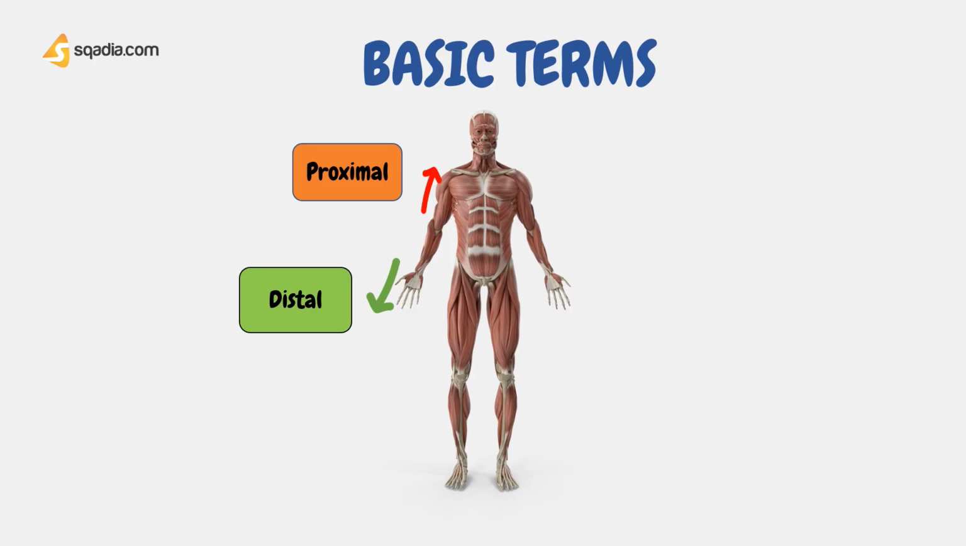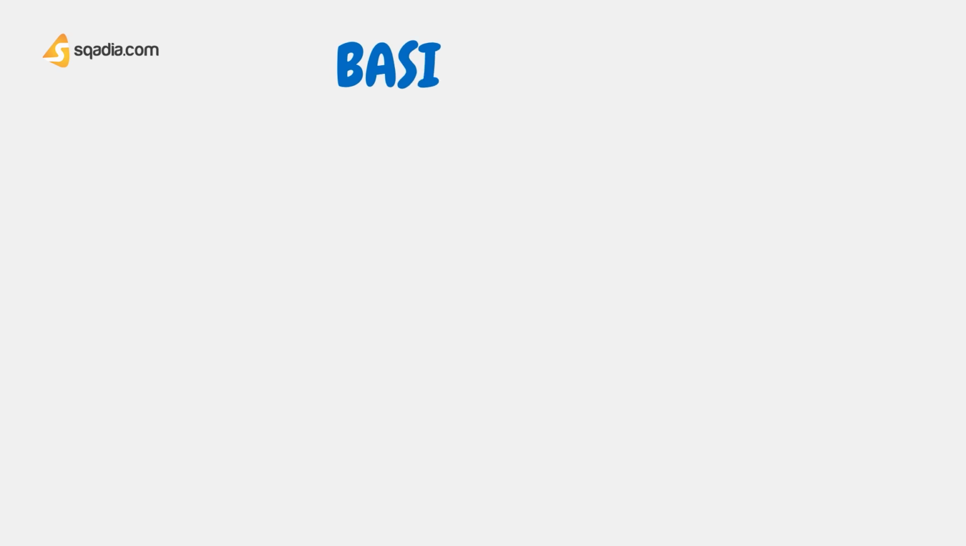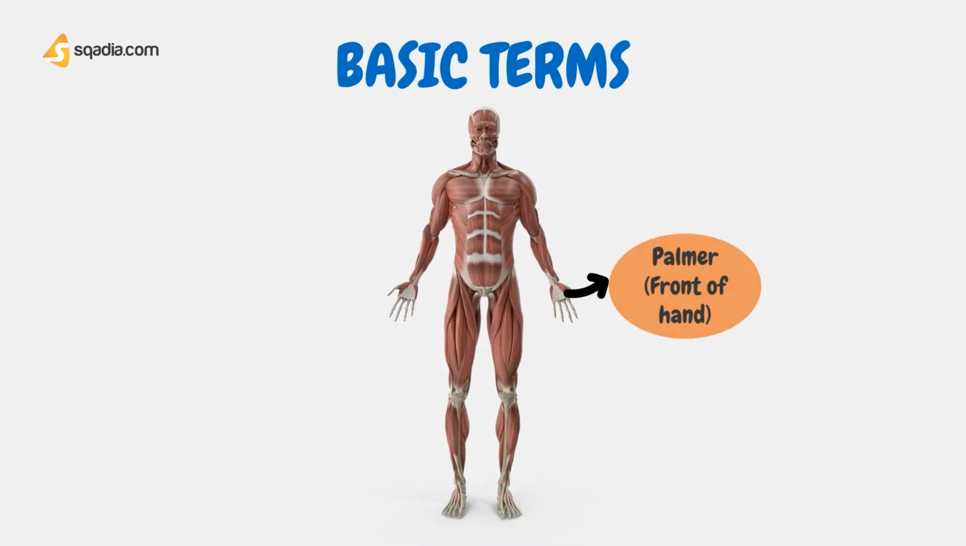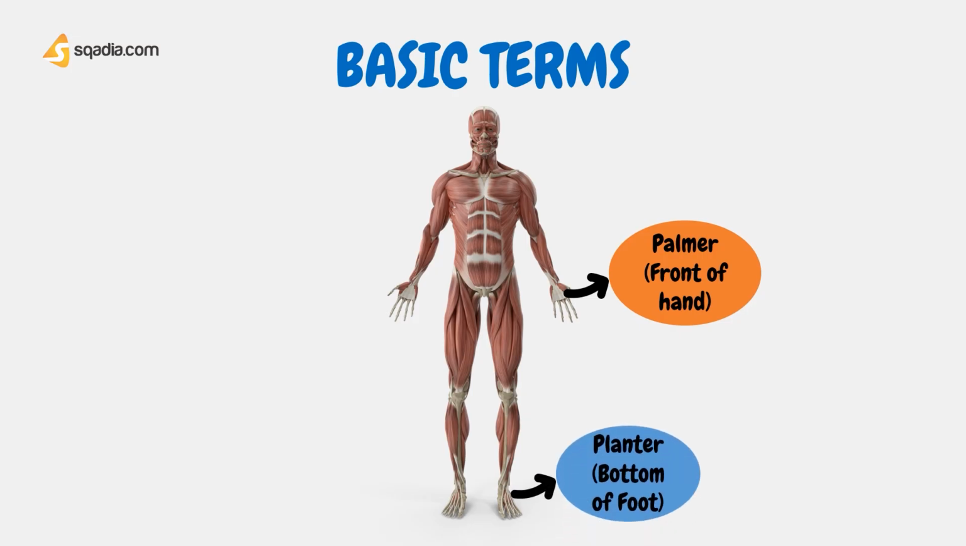When we use these terms for the upper extremity, we can say that the wrist is distal to the elbow joint, because the wrist is further away from where the arm inserts in the body. When using these terms for the leg, we can say that the knee is proximal to the ankle, because it is closer to where the leg inserts in the body. Right here we have the palmar surface, which pertains to the front surface of the hand, where the palm is visible. Then we have the plantar surface, pertaining to the sole or bottom of the foot.